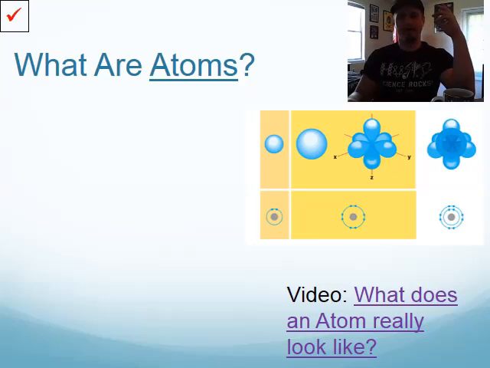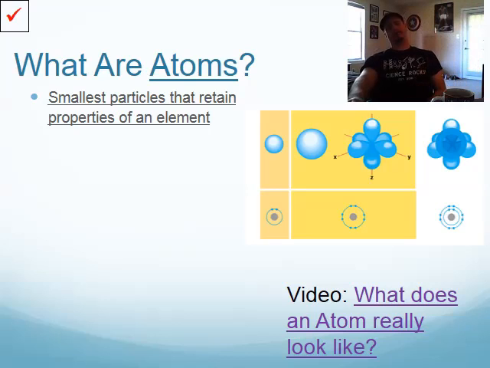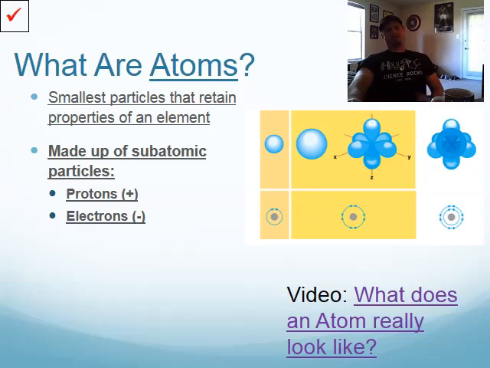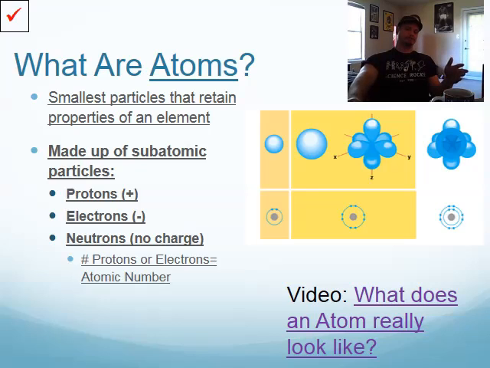So, what are atoms exactly? That's the big question here, or the small question depending on how you look at it. Atoms are the smallest particles that retain the original properties of an element, and they are made up of subatomic particles. Those particles are protons, which have a positive charge, electrons, which have a negative charge, and neutrons, which have no charge.